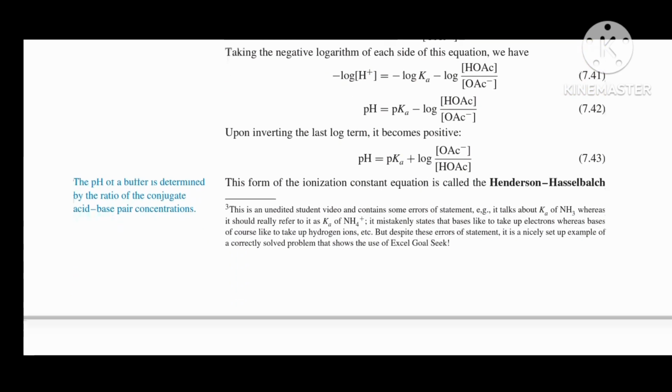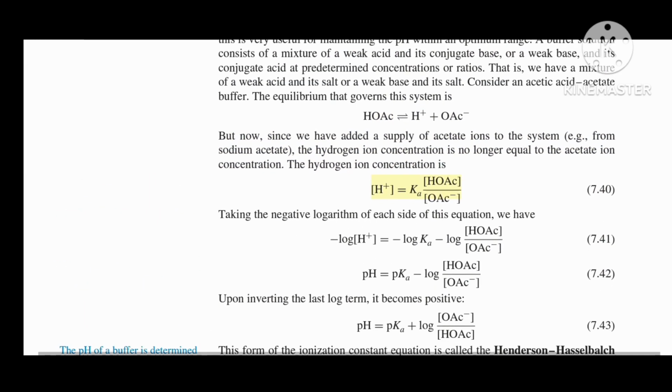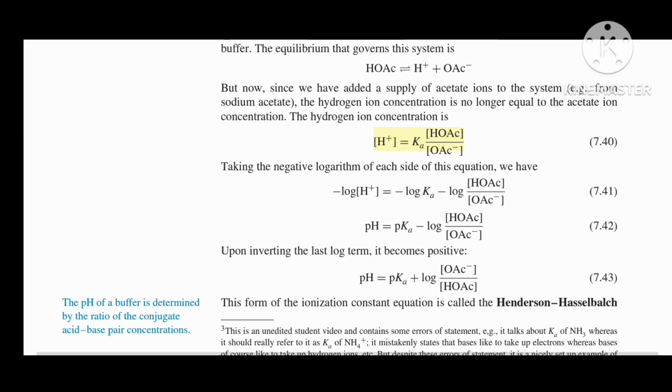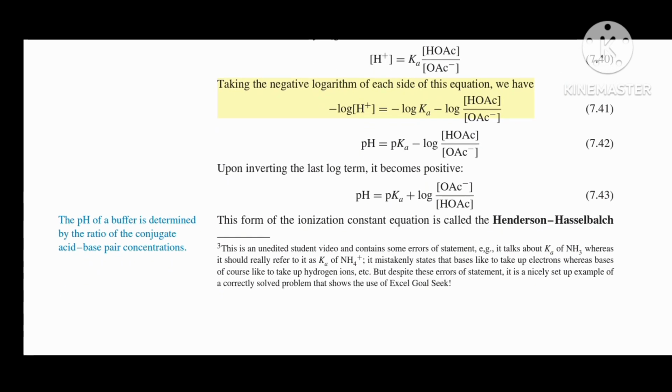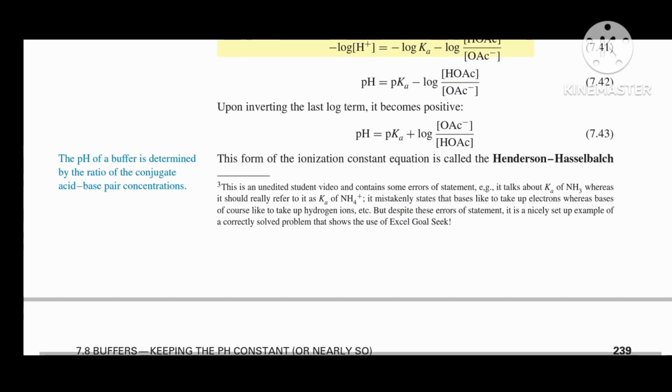The hydrogen ion concentration is [H+] = Ka [HOAc]/[OAc−]. Taking the negative logarithm of each side of this equation, we have −log [H+] = −log Ka − log [HOAc]/[OAc−]. pH equals pKa minus log [HOAc]/[OAc−].